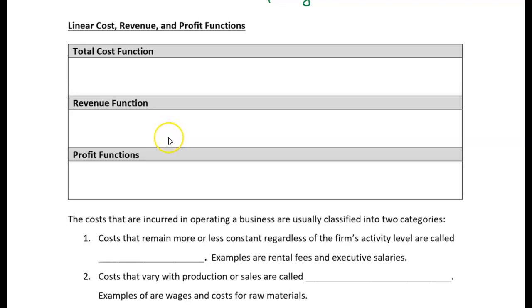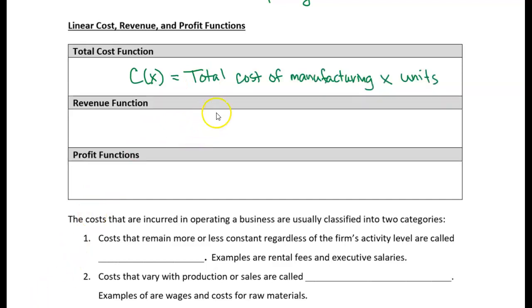Right, the next thing we're going to talk about is linear cost, revenue, and profit functions. So the first thing I'm going to do is define a function C of x. This is the name of the function, C of x. X is the input. And I'm going to define that to be the total cost of manufacturing x units. So we're manufacturing something. We're just calling them units. It could be alarm clocks, or television sets, or widgets, or whatever we're producing. We're going to produce x of those. So this is the total cost of producing x units.